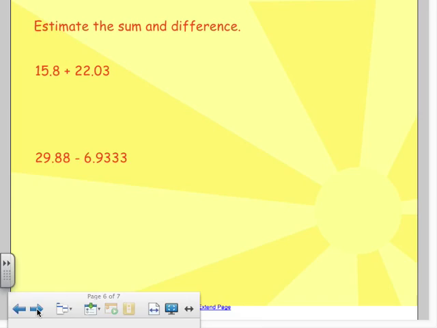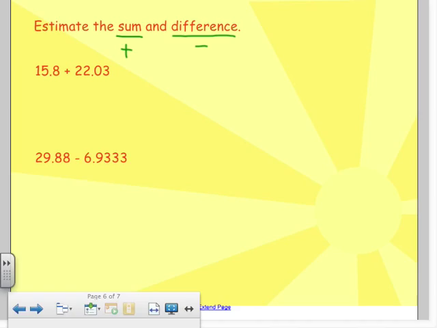So we're estimating the sum and the difference. Sum, remember, is addition. Difference is subtraction. And the reason it's helpful is to figure out roughly what your answer should be. Usually when I'm rounding, especially problems like these, I would want to round to the nearest whole. Occasionally you might round to a tenth or a 10 or 100. Use your best judgment. The estimation is to help check that you're doing the problem correctly.